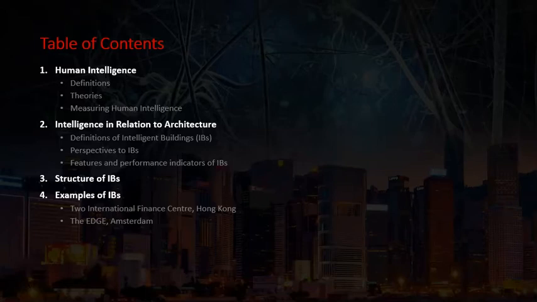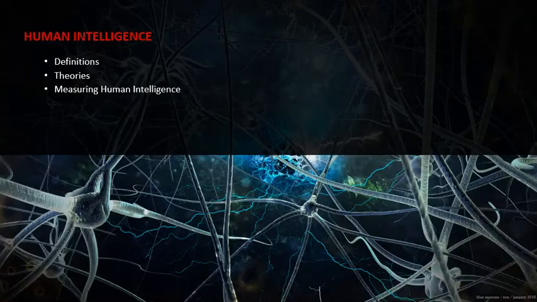In section 2 of the presentation, I will talk about intelligent buildings, the definitions of intelligent buildings, different perspectives to intelligent buildings, and finally, the main features and key performance indicators or the KPIs of intelligent buildings. In part 3, I will talk about the structure of intelligent buildings, while in the last section of the presentation, I will give some examples for intelligent buildings.